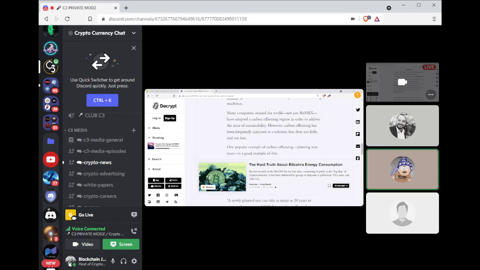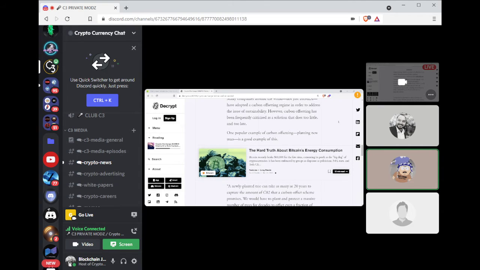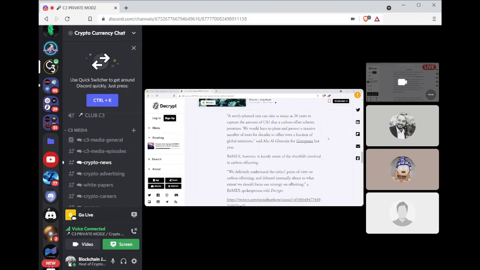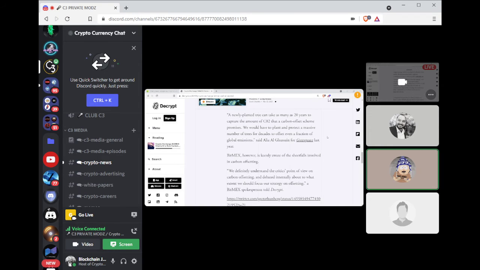Many companies around the world, not just BitMEX, have adopted a carbon offsetting regimen in order to address issues of sustainability. However, carbon offsetting has been frequently criticized as a solution that does too little and too late. One popular example of carbon offsetting is planting new trees. So that's pretty much the article.